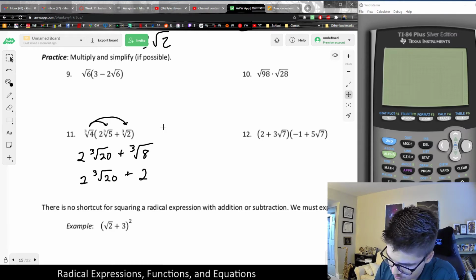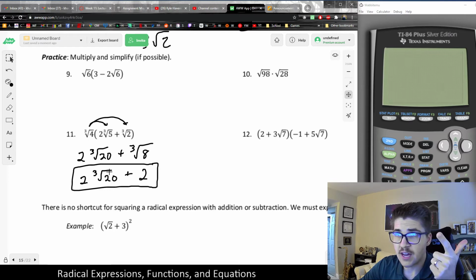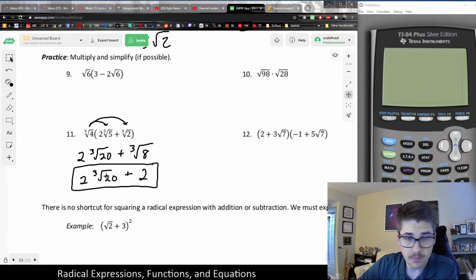And in this case, this will not simplify any further because 20 was comprised of 4 and 5. Neither one of those is a perfect cube. But note that the index is important, right? Because if this was a square root, this would simplify, but since it's a cube root, it won't.